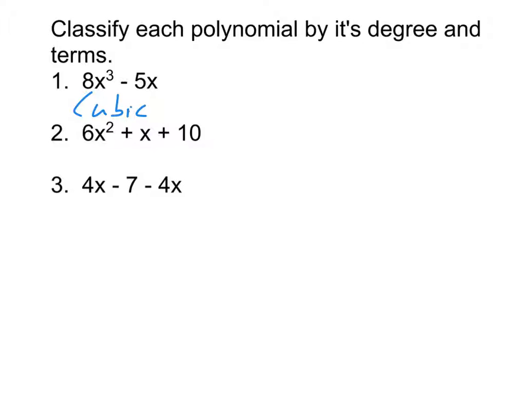Well, remember that terms are separated by addition and subtraction. So that means that I have a term here, and I have a term here. So 2 terms. And if we have 2 terms, it is called a what? Binomial. Yep. So then this expression is classified as a cubic binomial.